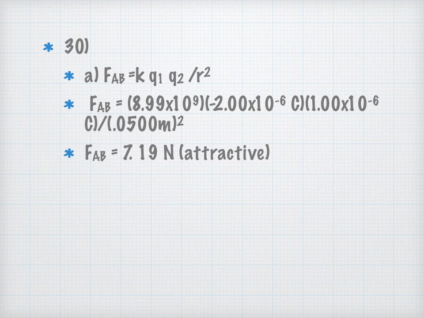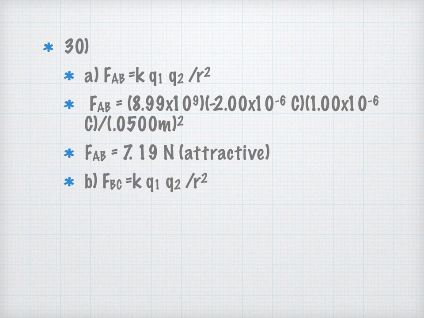We do need to clarify, because of this problem, that this is going to be attractive. One was negative, one was positive, so it's attractive. We don't really follow the signs here because remember they had absolute values in the original equation, but we do keep track of this. We notice that one's negative, one's positive, opposites attract, so it's an attractive force.